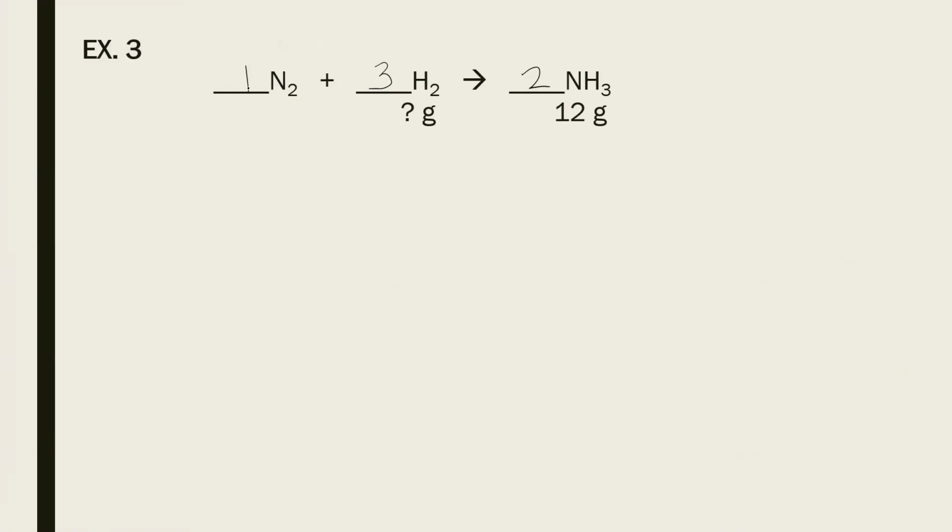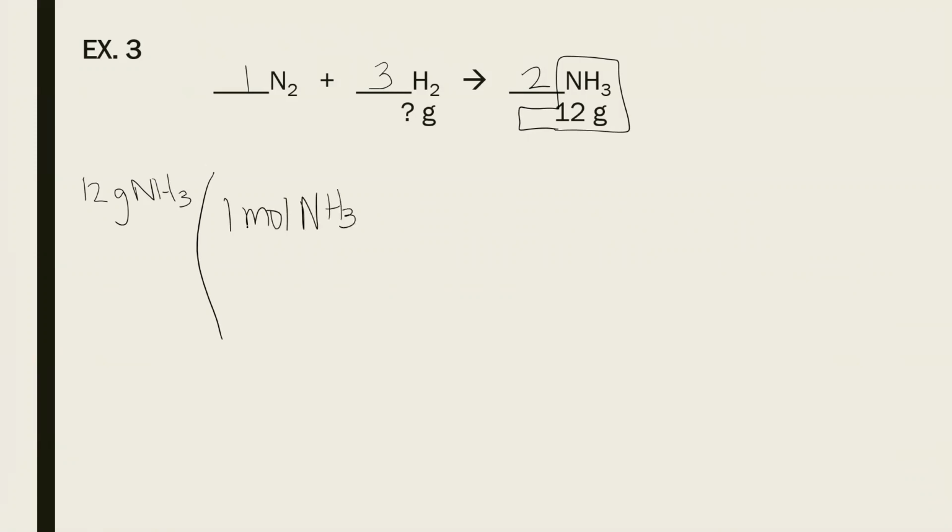So I'm starting with my known, 12 grams of NH3. Watch that you have ammonia and not ammonium. Ammonia is NH3, ammonium is NH4. Make sure you're reading your radical sheet carefully. Okay, I'm going to divide by the molar mass of my known. 1 mole of my known goes on top, it's a constant. I'm going to find the molar mass of the known.